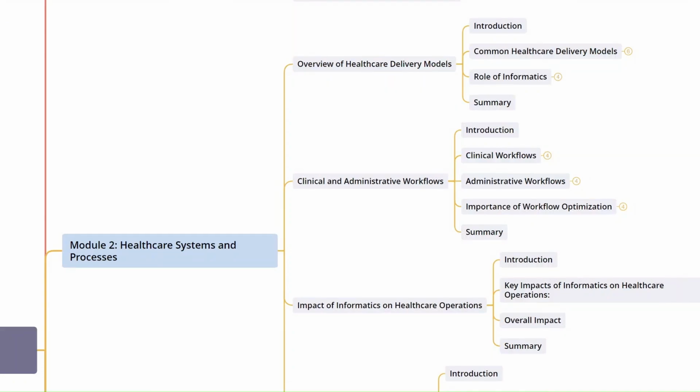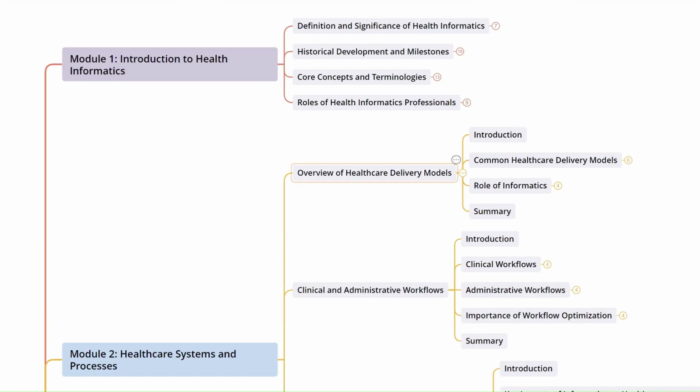Next, Module 2, Healthcare Systems and Processes. This module provides a comprehensive look at healthcare systems and the processes within which health informatics operates. It emphasizes the integration of information systems within clinical and administrative environments to improve healthcare delivery.